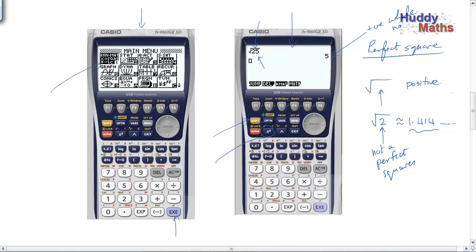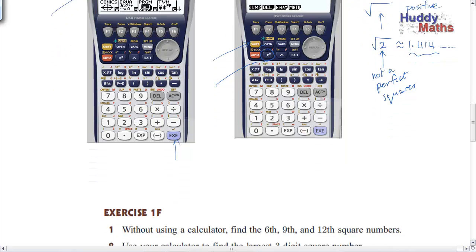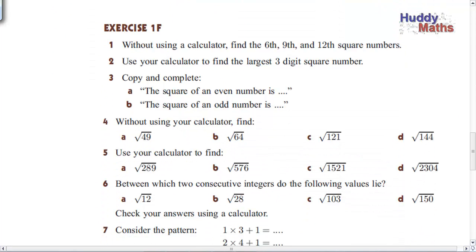All right, so let's go down and do some. And if you do, here we are, 1F from Hayes and Harris Publications. So it could be good to have that book close by now.